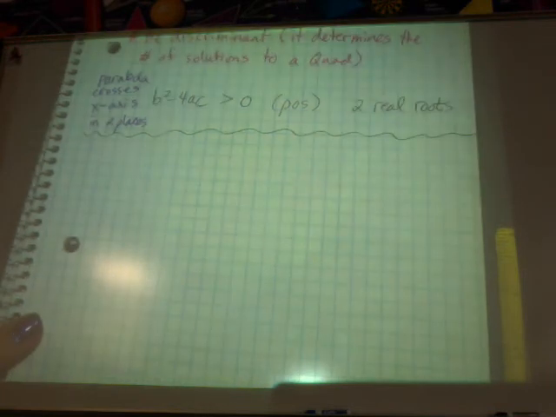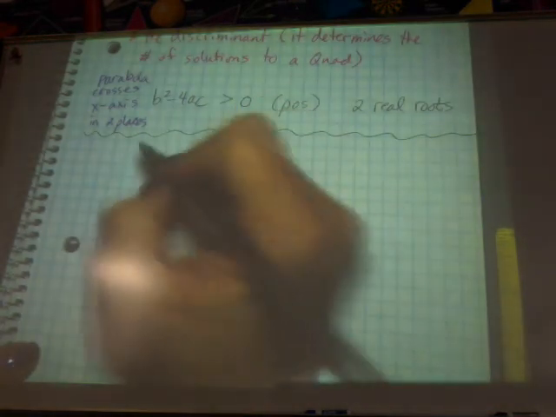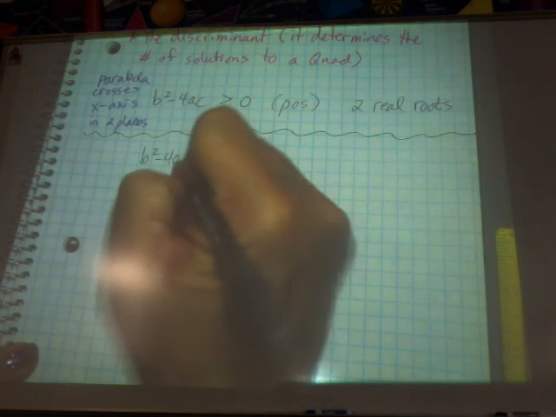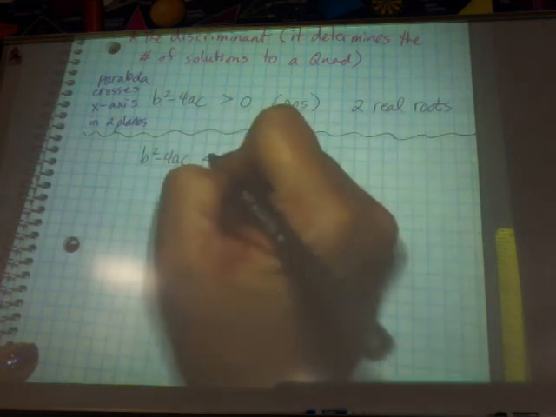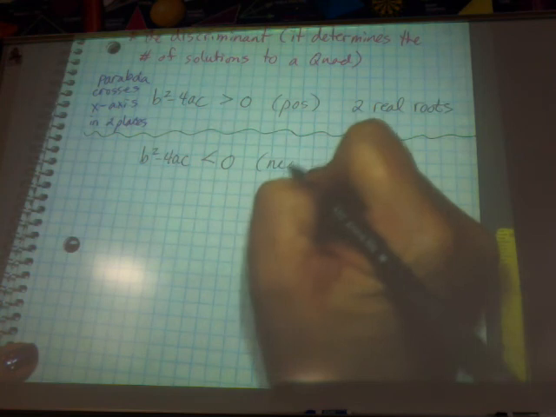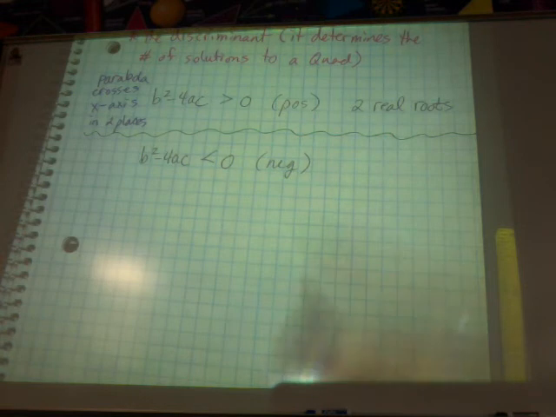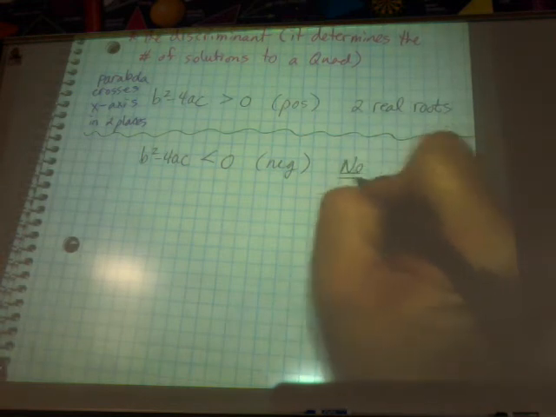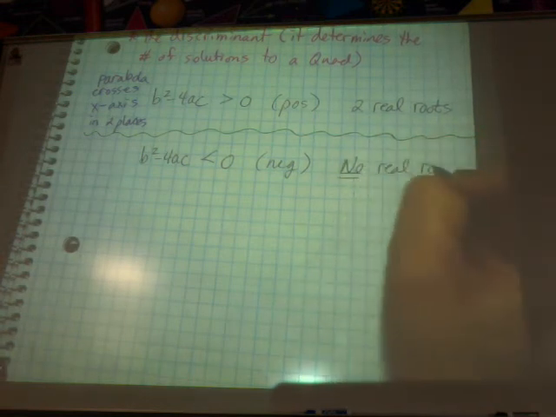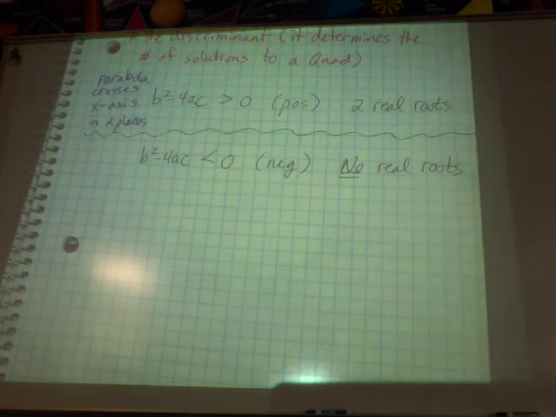All right, well, what if b squared minus 4ac is less than 0? Meaning what kind of numbers? Negative. So the number underneath the radical is negative. Can you take the square root of a negative number? No. So that means that you will have no real roots. This happens when your parabola does not cross the x-axis.